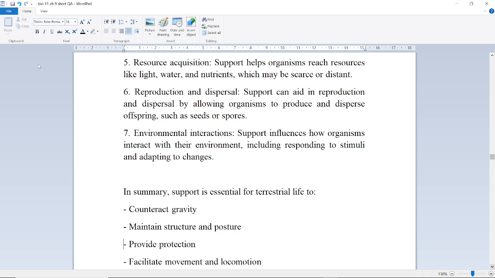Reproduction and dispersal. Support can aid in reproduction and dispersal by allowing organisms to produce and disperse offspring such as seed or spore. Next is environmental interactions. Support influences how organisms interact with their environment, including responding to stimuli and adapting to changes.